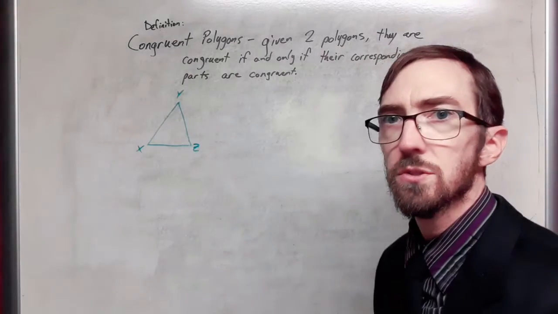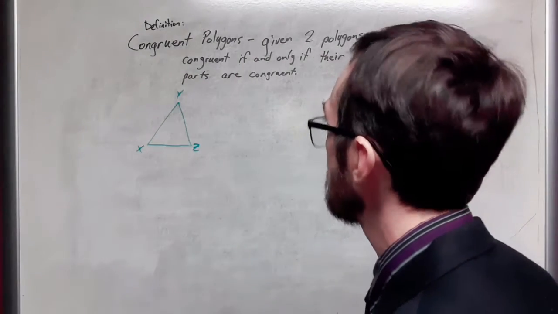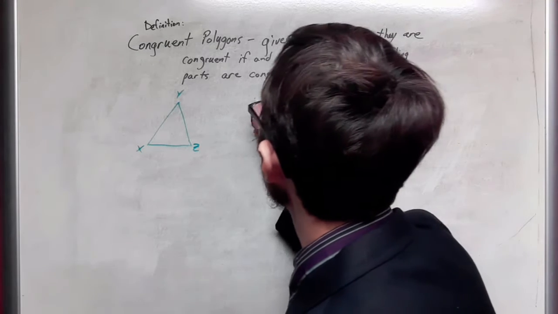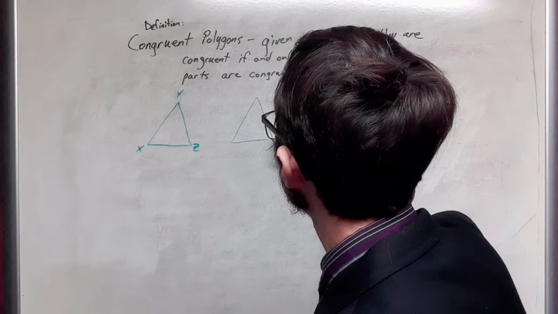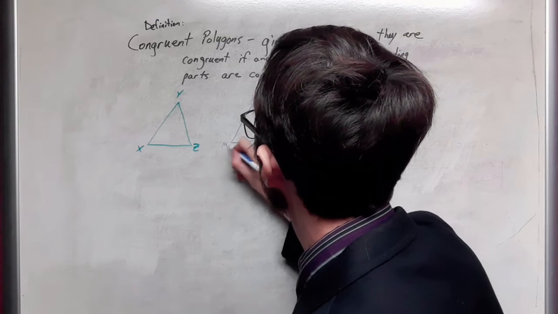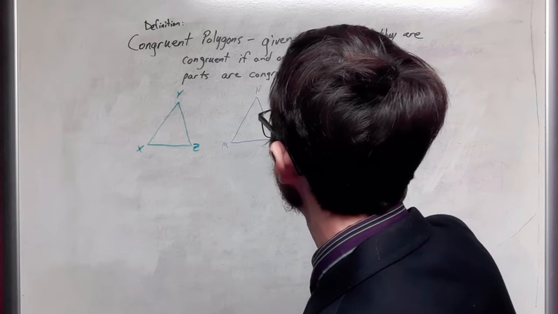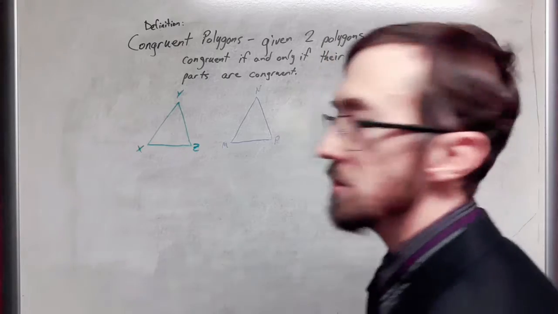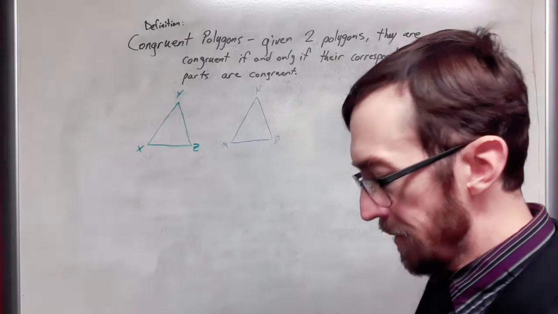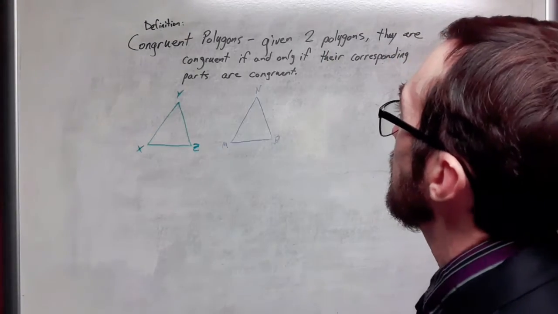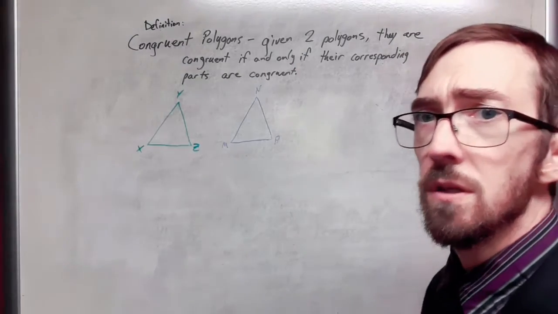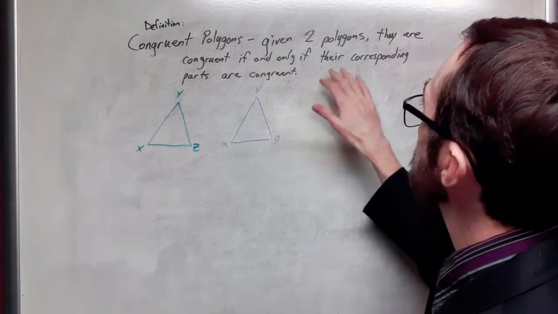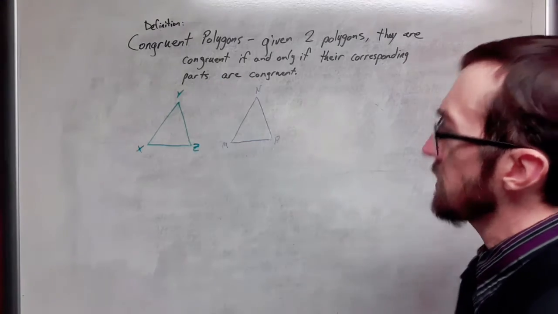So I'll start out with triangle XYZ here. And then I will also have triangle MNP. Now, the question is, are these congruent polygons? Well, we need to look at the parts because their corresponding parts have to be congruent.